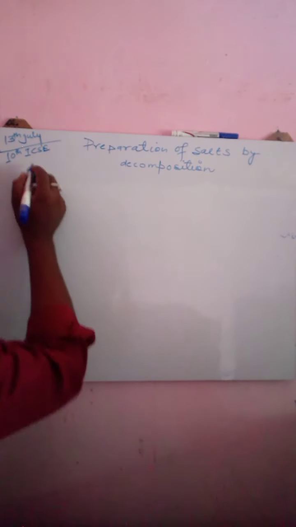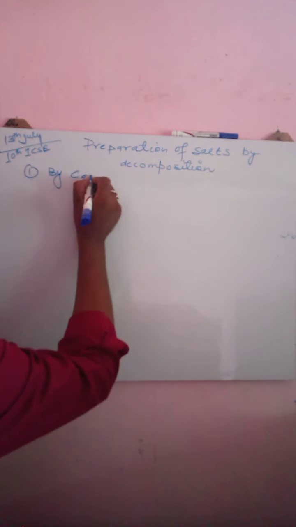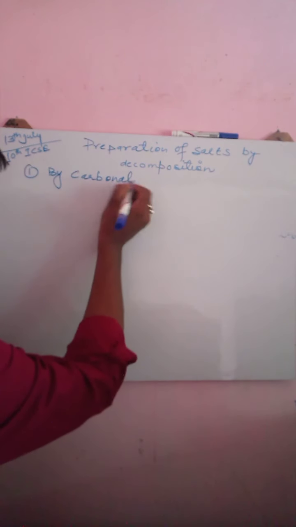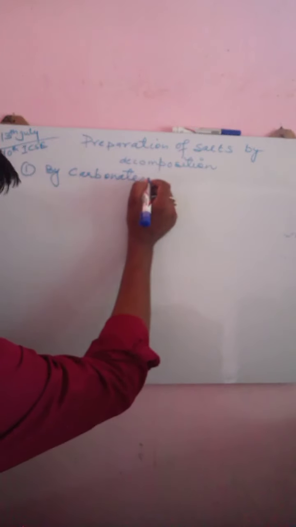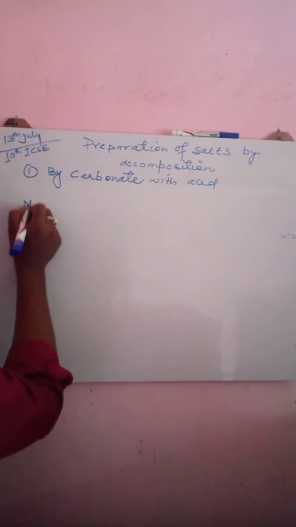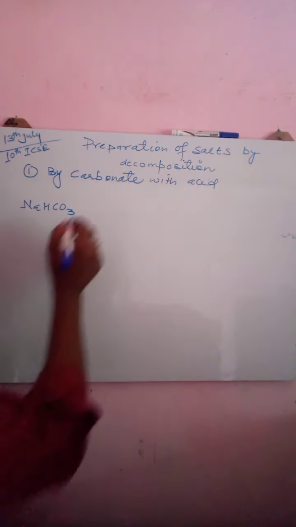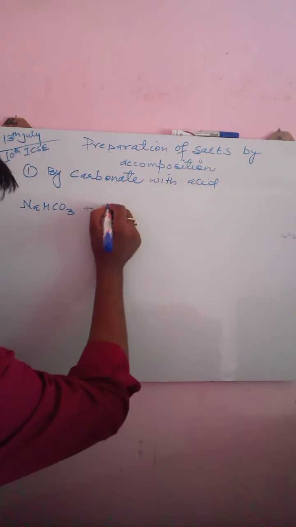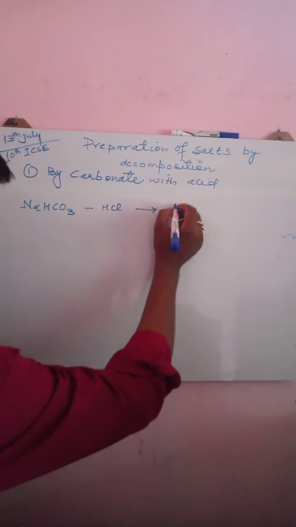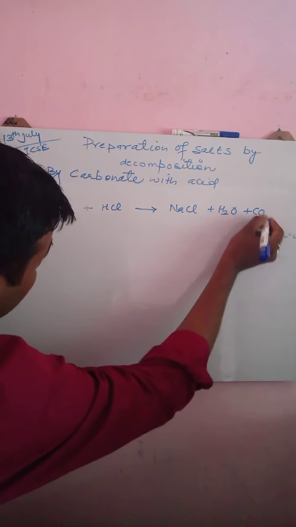So first is by decomposition of carbonate and bicarbonate with acid. Let us see the reaction. Suppose you have sodium bicarbonate. When sodium bicarbonate undergoes decomposition with hydrochloric acid, it forms sodium chloride plus H2O plus CO2.